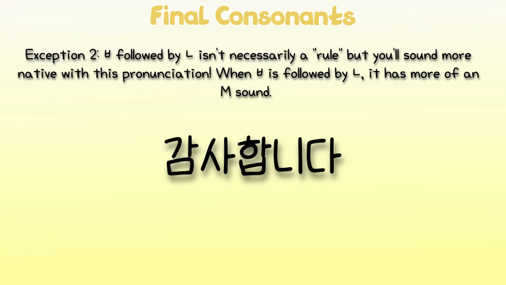Exception 2 is bieup, and it's followed by a nieun. This one isn't as mind-boggling, and honestly, if you don't do this, it's not the biggest deal, but it is worth it to know. This one you either get right away or it takes time. It's not hard though, I promise. The bieup sound, when met with a nieun, will slightly turn into a mieum.